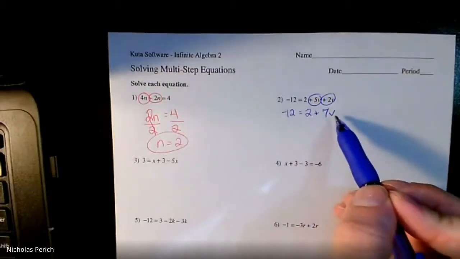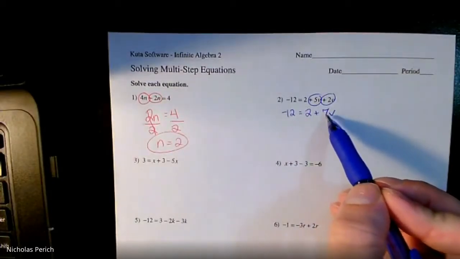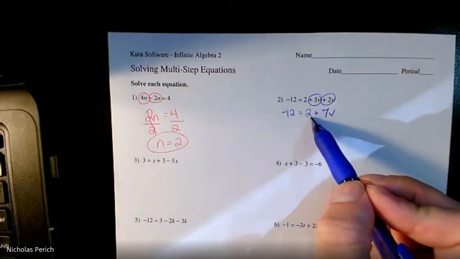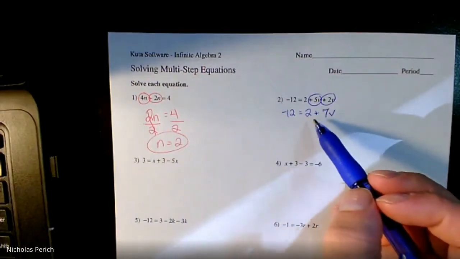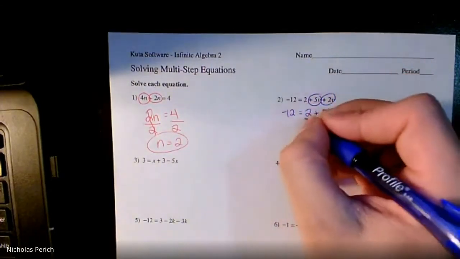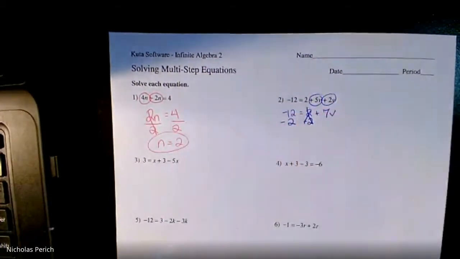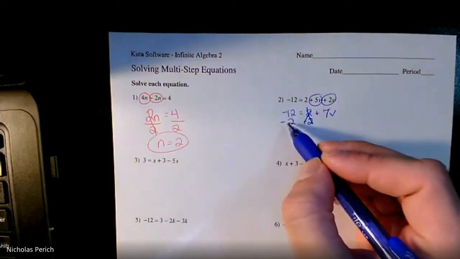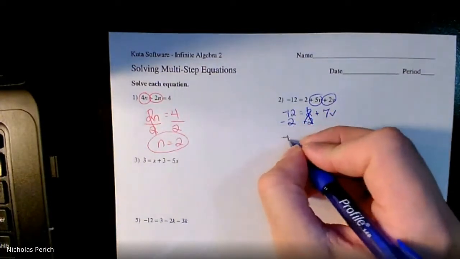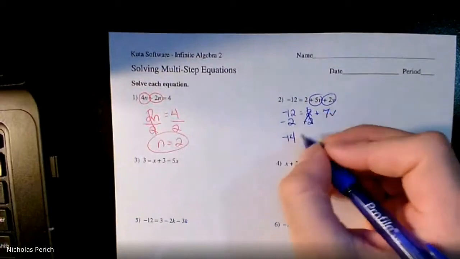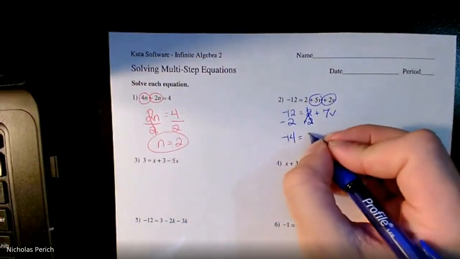I have a v that's not by itself. I have a 7 being multiplied and a 2 that's floating around. Always get rid of the number that's floating around. So I'm going to subtract both sides by 2, subtract both sides by 2, and cross you out. Okay, negative 12 minus 2 is negative 14. Equals drops down. 7v drops down.